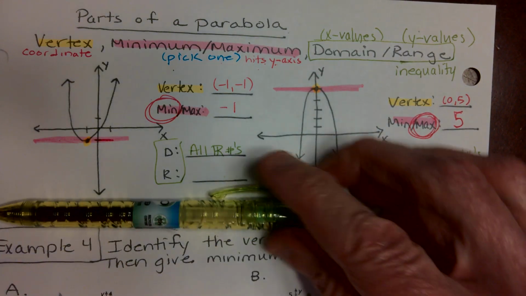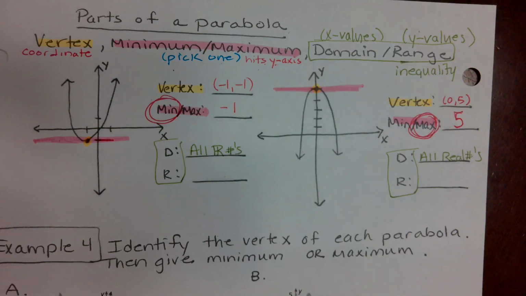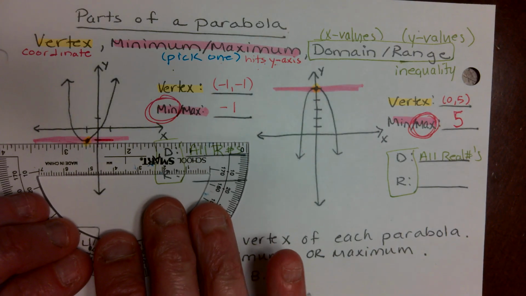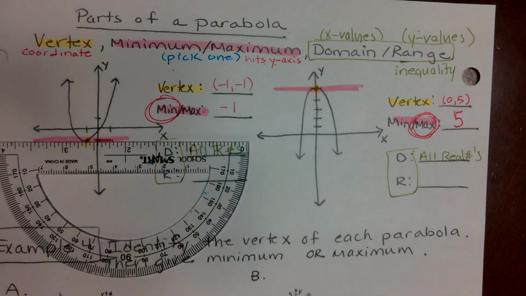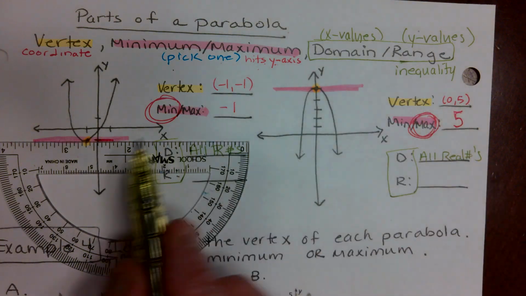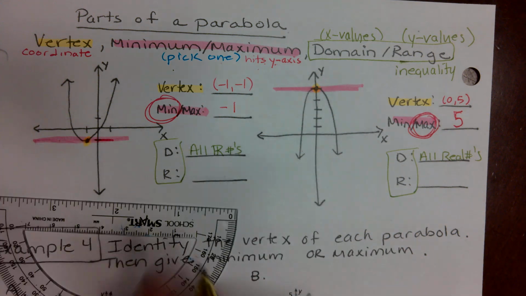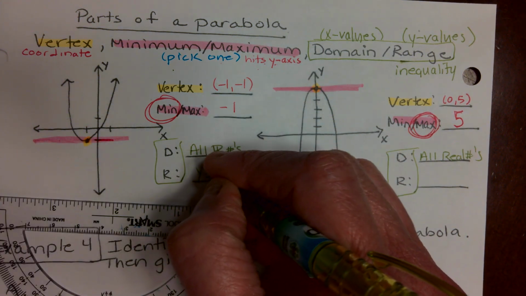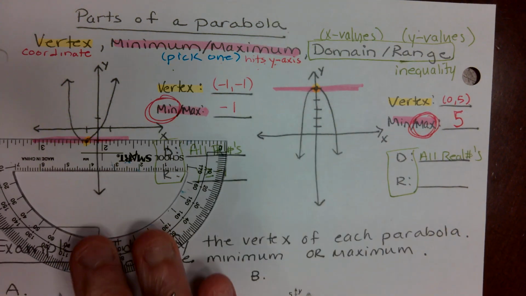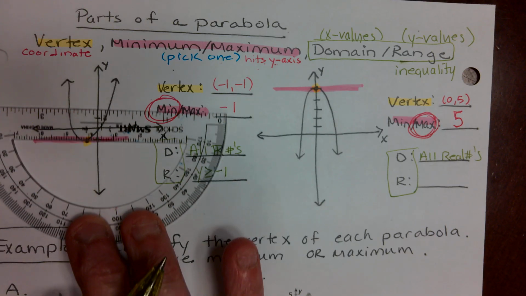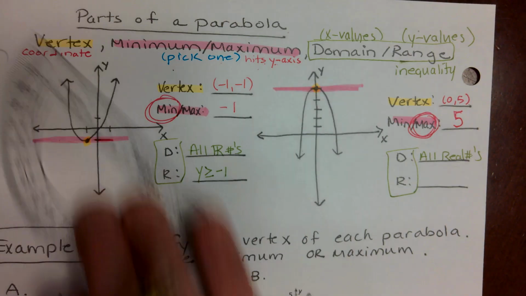So this is where you're going to use your ruler again, and you're going to go up until you see the bottom of that line. Where does it hit the y-axis? Because range is y. It hits it over here at -1. So I'm going to say then that it's all y's greater than or equal to -1, because I started here, I went up till I hit it, and then it keeps going forever.